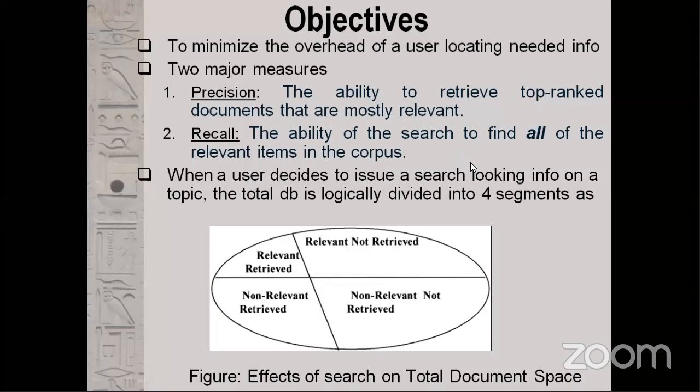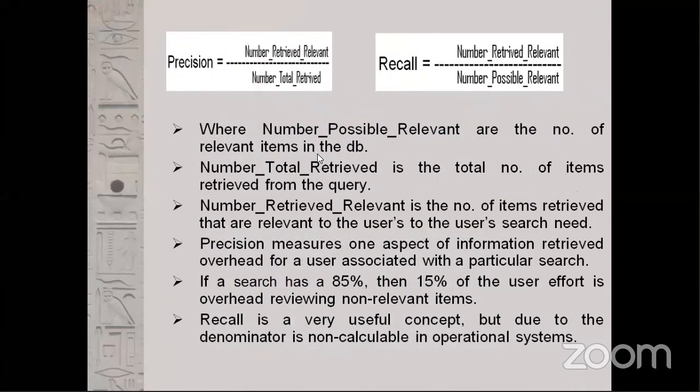Once your data is divided into 4 segments, we need to compute the precision and recall on that data. Precision is simply the ratio between the number of retrieved relevant documents and the number of total retrieved, whereas recall is the number of retrieved relevant documents divided by the number of possible relevant documents.